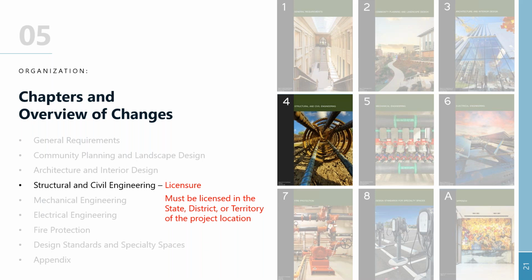So structural and civil, in the licensure component of this, they now have included this requirement that the designer, engineer of record must be licensed in the state, district, or territory of the project location. And we've actually been seeing this across a lot of the projects where even for MEP, they want licensed engineers in the project location.